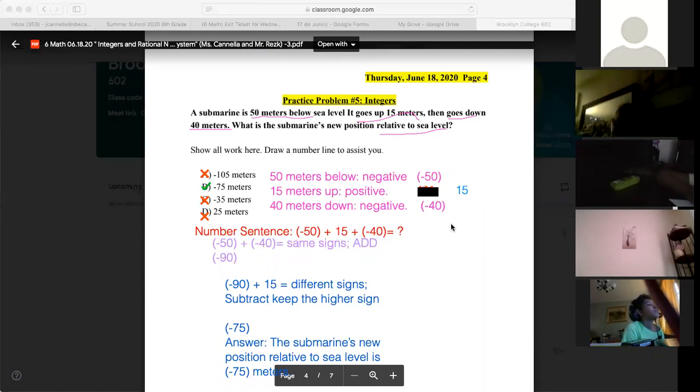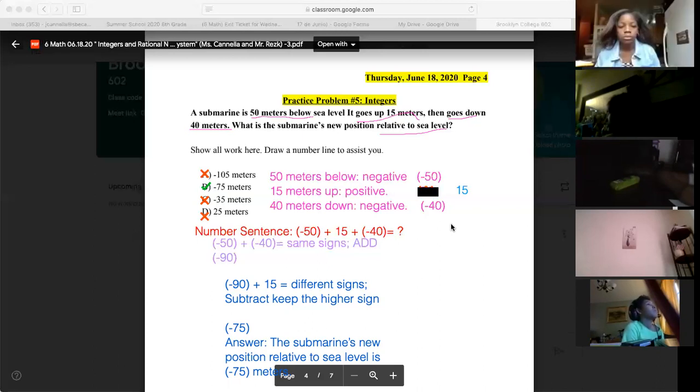$20, 19, 18. The answer says the submarine's position relative to sea level is -75 meters. Okay, thank you. You're welcome.